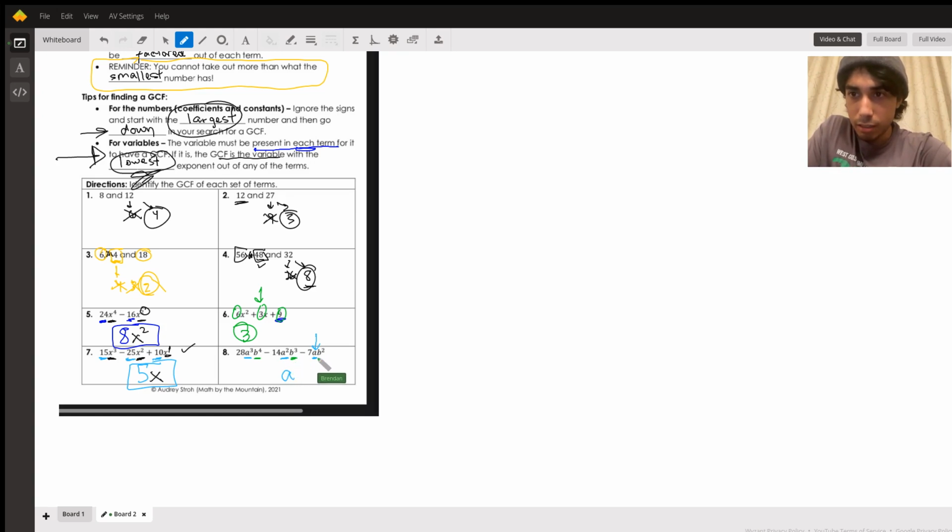Every term has a B. The lowest power is this one right here, B to the power 2, B squared. So it's also going to have a B squared. And then we're going to look at our numbers. We've got a 28, a 14, and a 7. So we're going to look for the largest number that goes into 7, goes into 14, and goes into 28. And that largest number that goes into all three of those is going to be 7. All right, so there is your greatest common factor for that one.